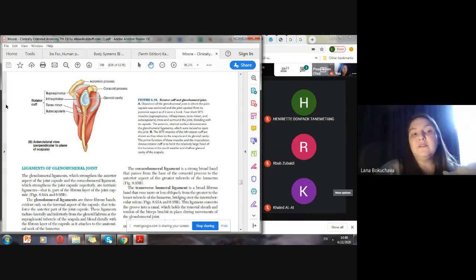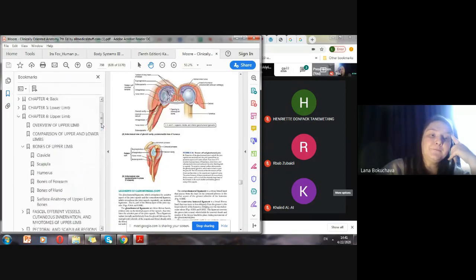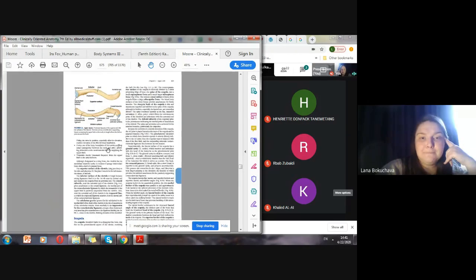So as a result, all of them together, do you see their tendons are overriding or crossing the part of the shoulder joint, and as a result are attached to the part of the head of the humerus. So as a result, you can see here what I was talking about in the part of a scapula.